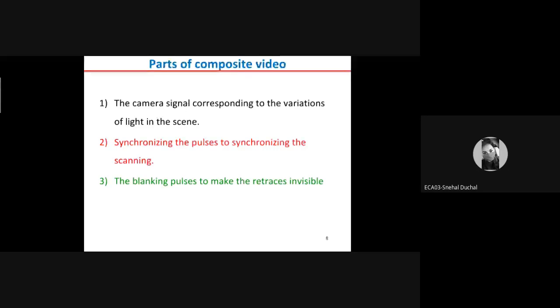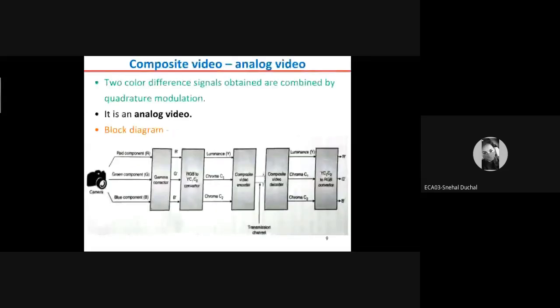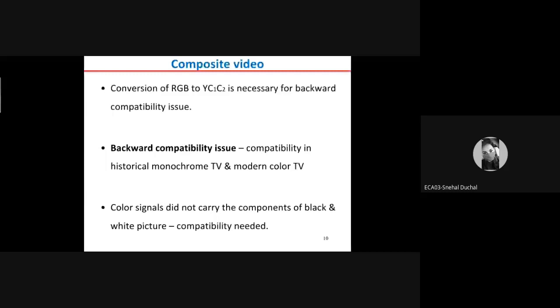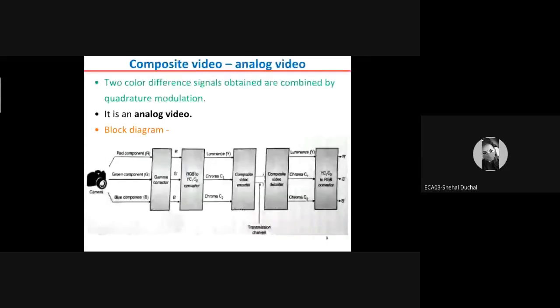The next important thing is that we can study the concept of composite video. Before starting with composite video, we can study two types of videos: one is analog video and another is digital video. Can anyone tell what is the basic difference between analog video and digital video?